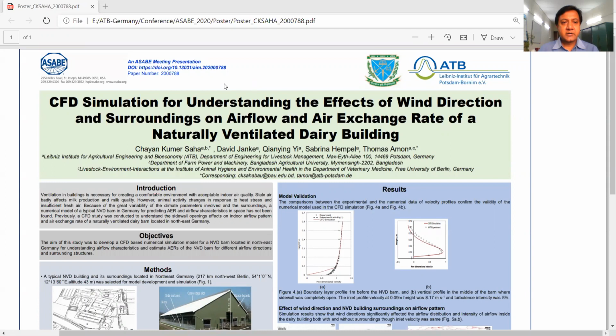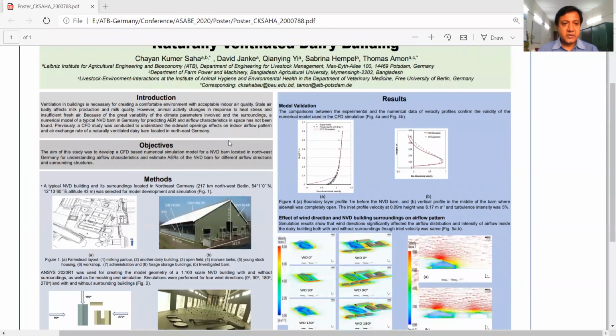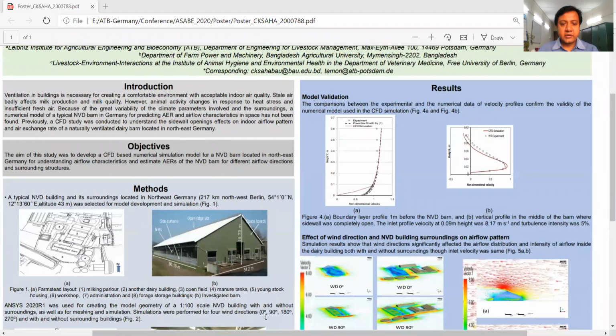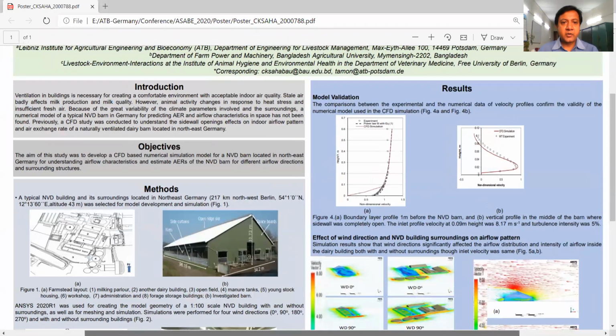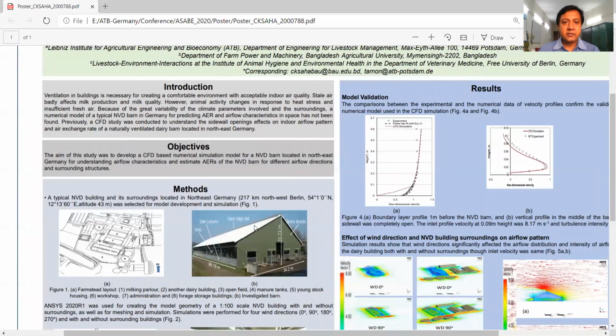My presentation title is CFD Simulation for Understanding the Effects of Wind Direction and Surrounding on Airflow and Air Exchange Rate of a Natural Ventilated Dairy Building. As you know, the ventilation in a building is necessary for creating a comfortable environment with acceptable indoor air quality. Stall air badly affects the milk production and milk quality. However, animal activity changes in response to heat stress and insufficient fresh air.